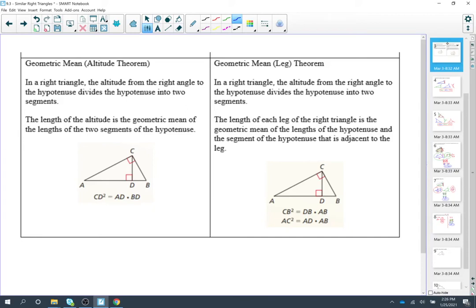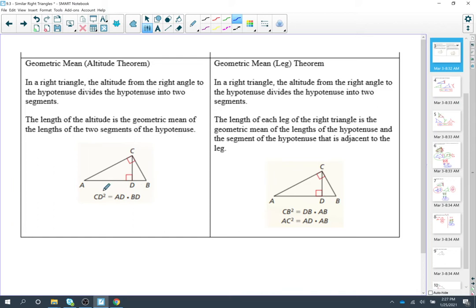Geometric mean, altitude theorem. So this one's going to follow along with the idea of the geometric mean. It says, in a right triangle, the altitude from the right angle to the hypotenuse divides the hypotenuse into two segments. So if we look at the picture, we have CD, which is our altitude, and it divides this side down here into two segments.